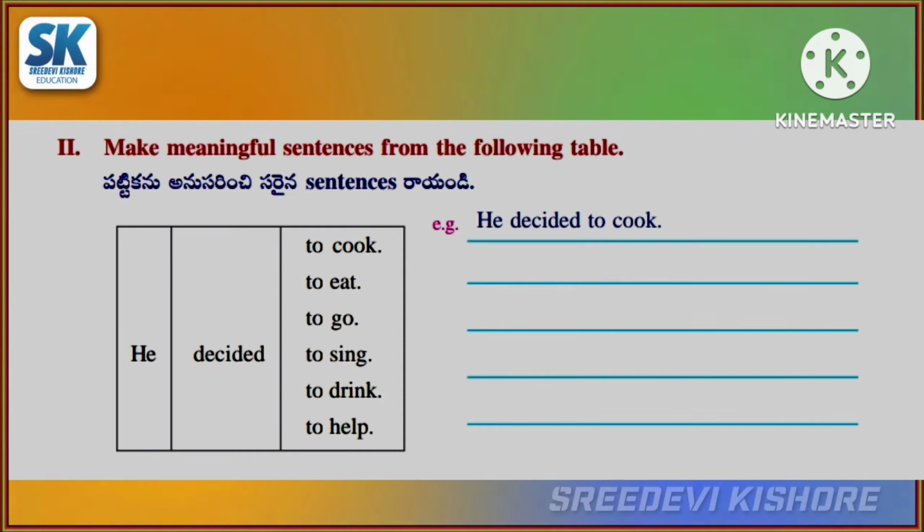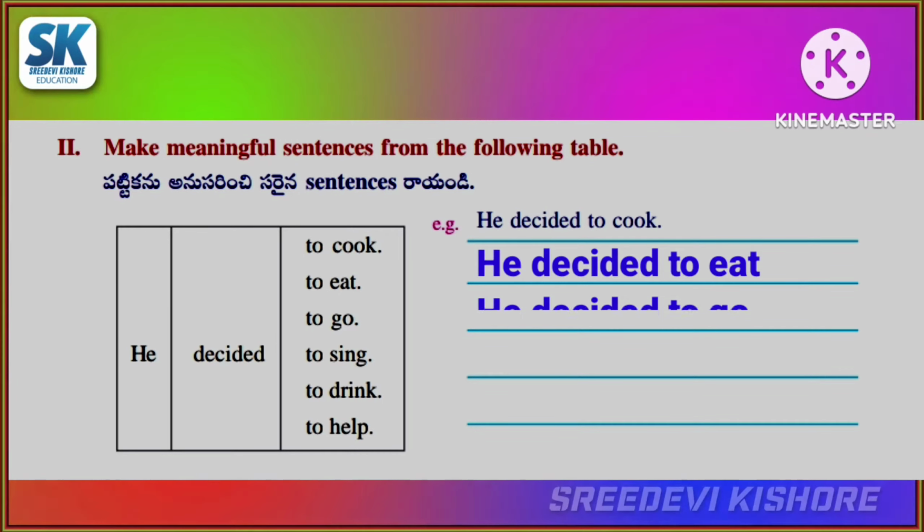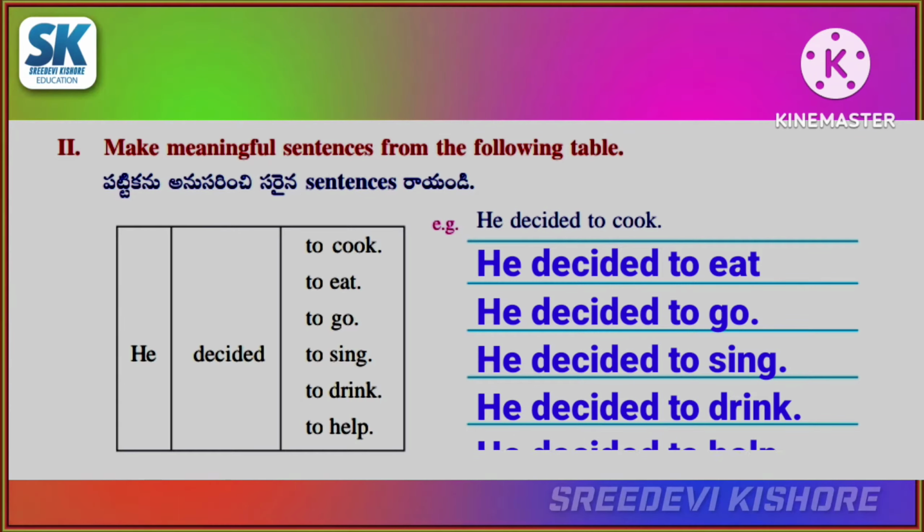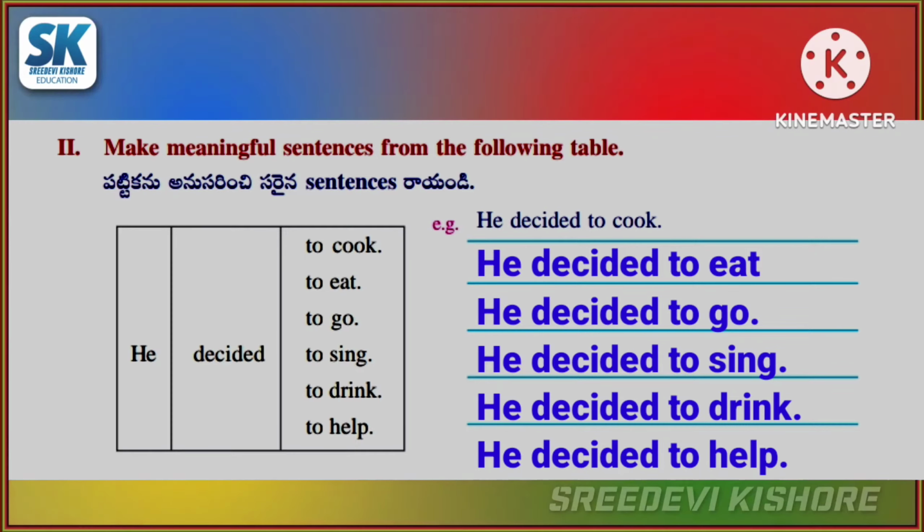Make meaningful sentences from the following table. Example, he decided to cook. He decided to eat. He decided to go. He decided to sing. He decided to drink. He decided to help.